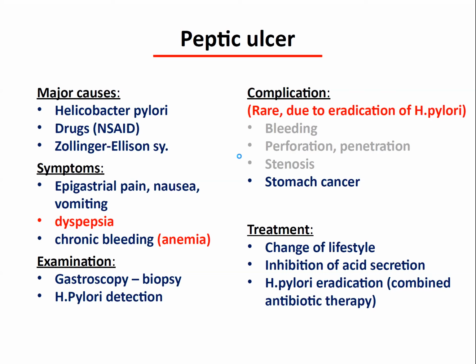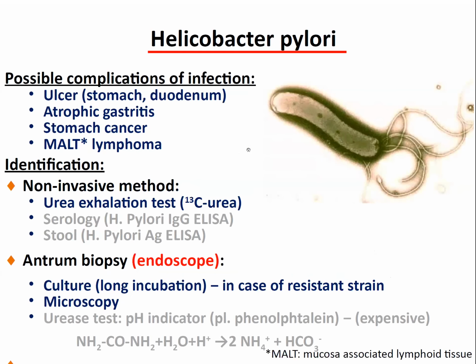And as you see here, the treatment: lifestyle change, inhibition of H. pylori, and eradication of the H. pylori. This is the main treatment now for peptic ulcer. The problem with this peptic ulceration is that a long-standing inflammation or ulceration can lead to stomach cancer development.